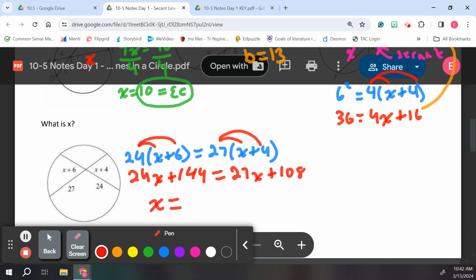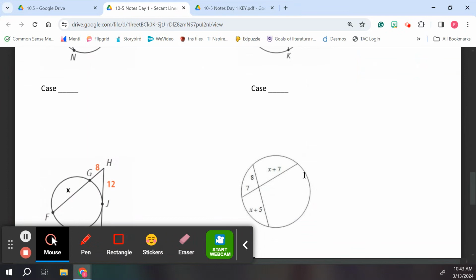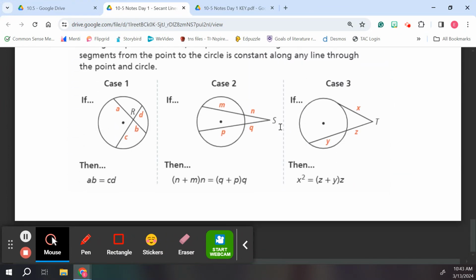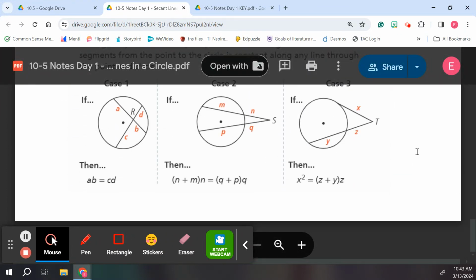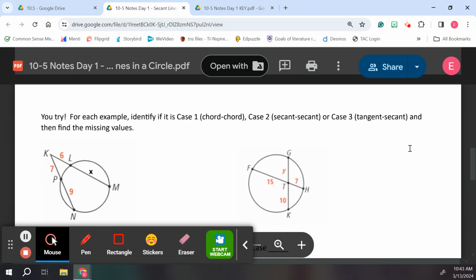All right, what's x? Woody? 12, very good. Questions on this? All right, here's what I want you to do. I want you to try these on your own. Apply different cases. This is just a recap of what we already discussed. Try these on your own, and we'll go over the answers in a few minutes.